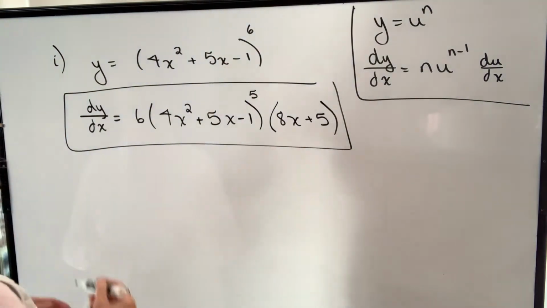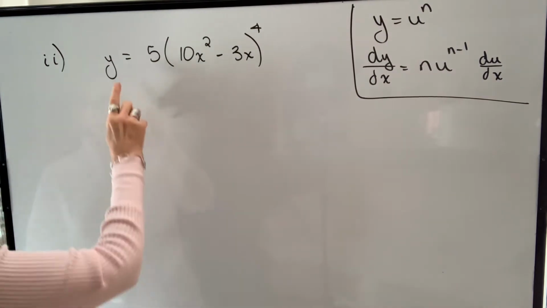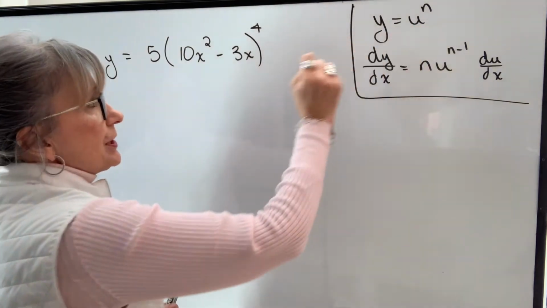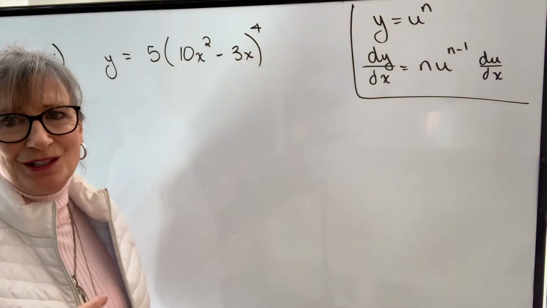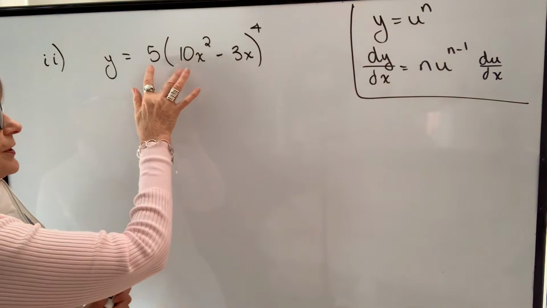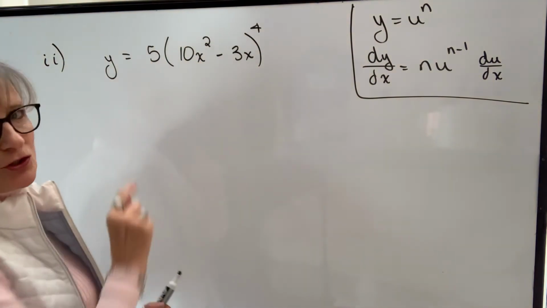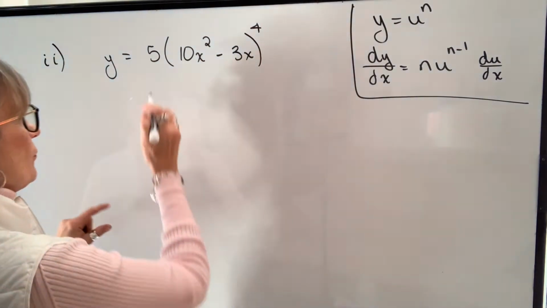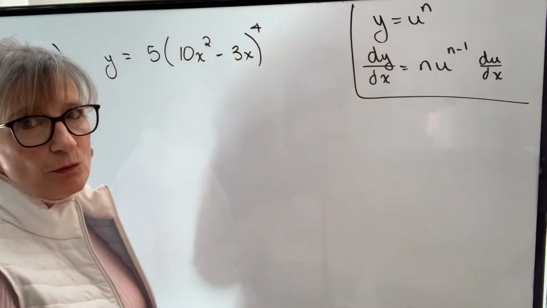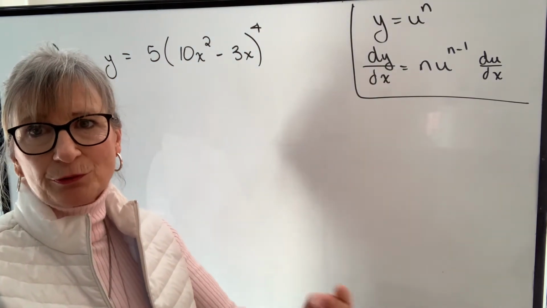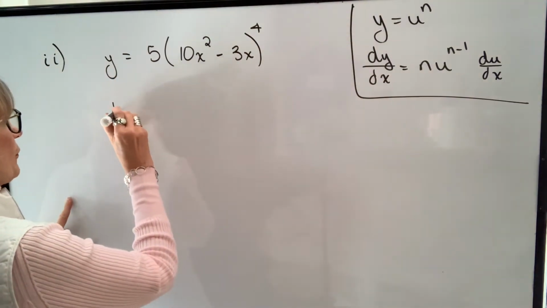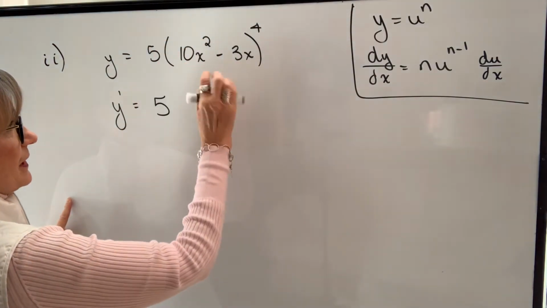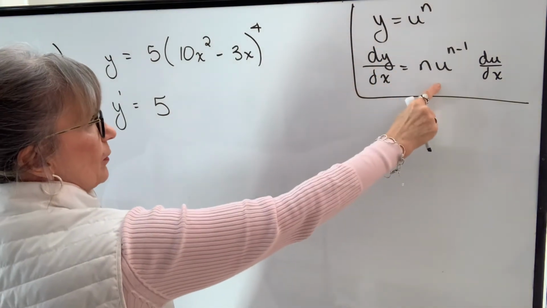Let's try another one. All right, our next example, we have a constant times a function, and that function is a power function. We do not need to use the product rule because it's not a product of two functions, it's just a constant times a function. And one of our earlier rules said that when we have a constant times a function, we just leave the constant there and multiply by the derivative of the function. So when we're finding this derivative, it's going to be 5 times whatever the derivative of this is. To find this derivative, I can use my power rule.